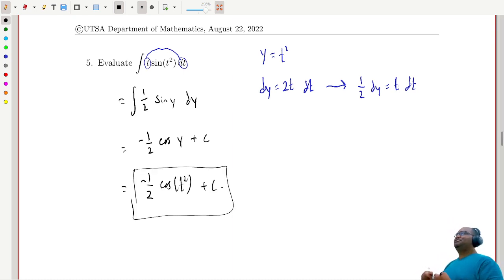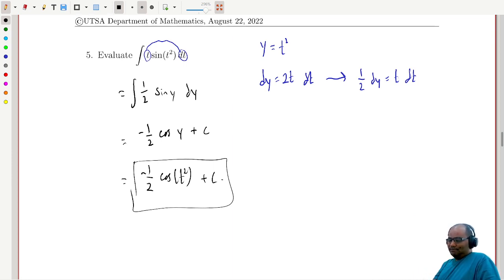Of course, how do you check your answer? You take a derivative. Here you just use a chain rule, right? Derivative of cosine is a negative sine, so minus times minus is plus. And then derivative of t squared is 2t, the 2's will drop. Okay, verify that for yourself.